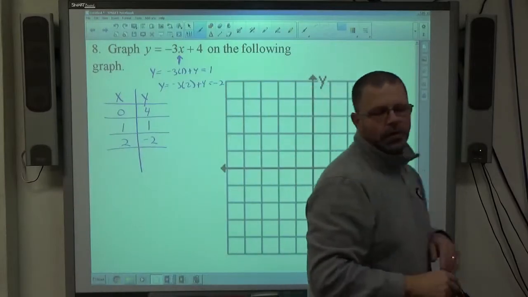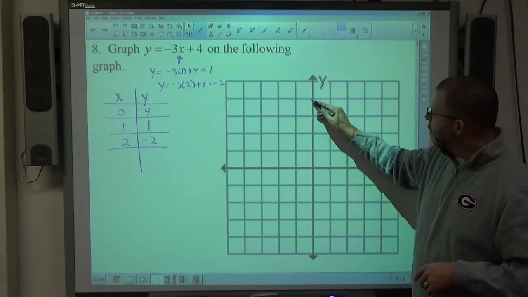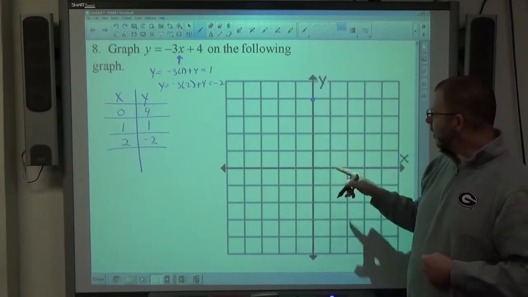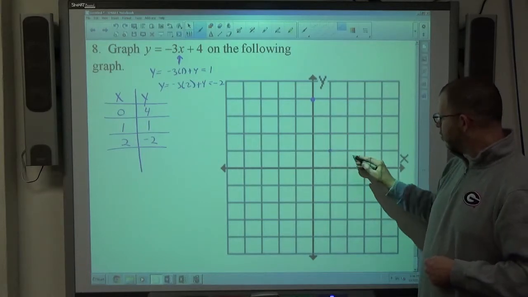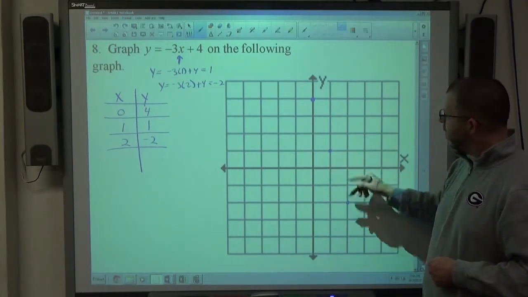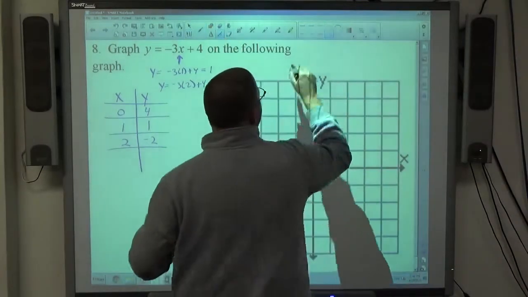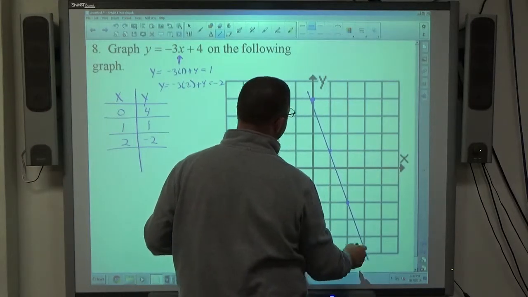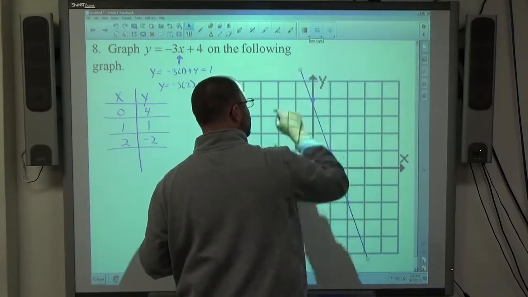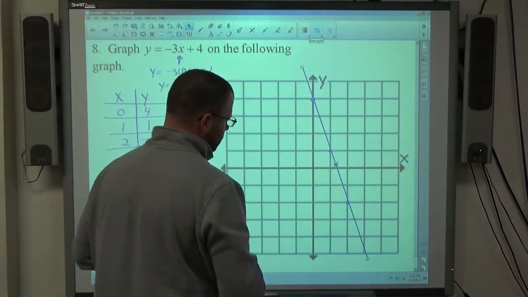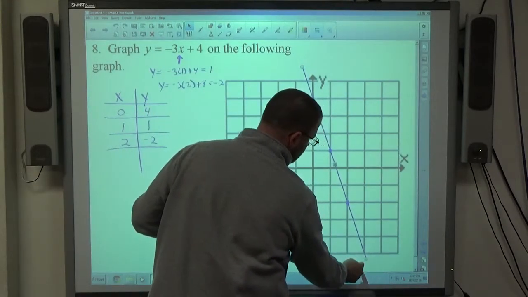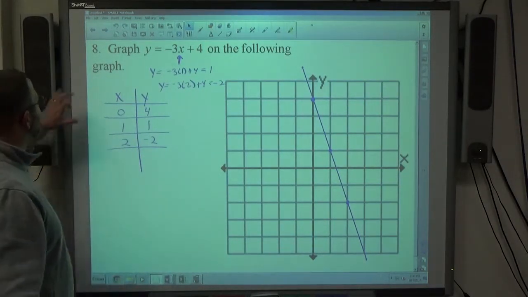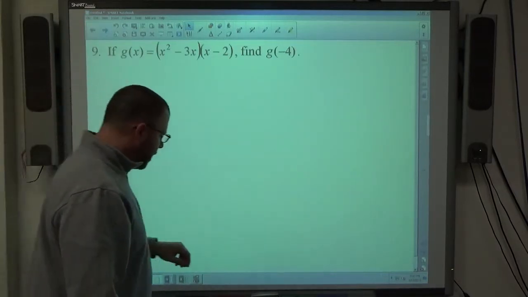And just like that, I got 3 points. 1, 2, 3, 4 up the y-axis, so 0, 4. The 0 common number is always on the y-axis. Be careful that 1, 1 is right here, and then 2, negative 2 is right there. 3 points in a straight line, and then connect the dots with a nice straight line. Like so. You make sure there's arrows on the ends of your lines, but again, it should be pretty much like that on the test.